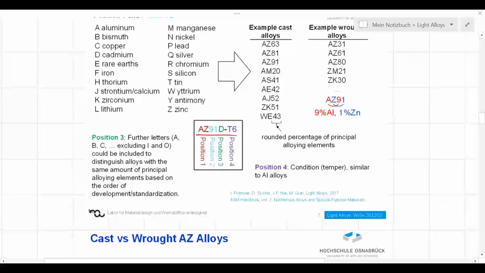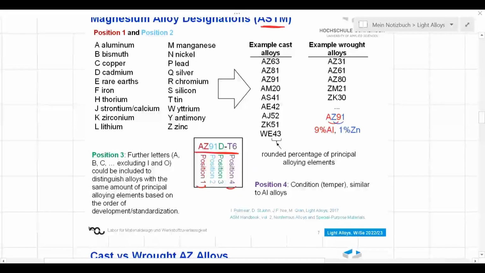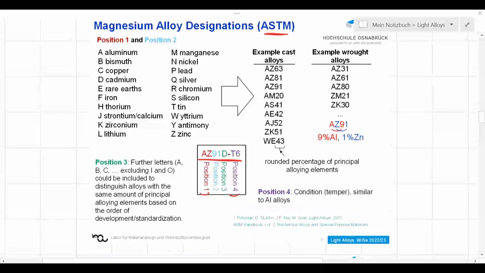Here's an example, right? This is a designation where we see positions 1, 2, position 4, and we are going to see what they mean. Positions 1 and 2 are giving us information about rough chemical composition, at least about the main alloying elements in magnesium alloys. So if you're putting aluminum as an alloying element, we use the letter A. A represents aluminum, B represents bismuth, C represents copper, and for the other alloying elements also, there is a particular letter. So alloying elements are represented by letters.